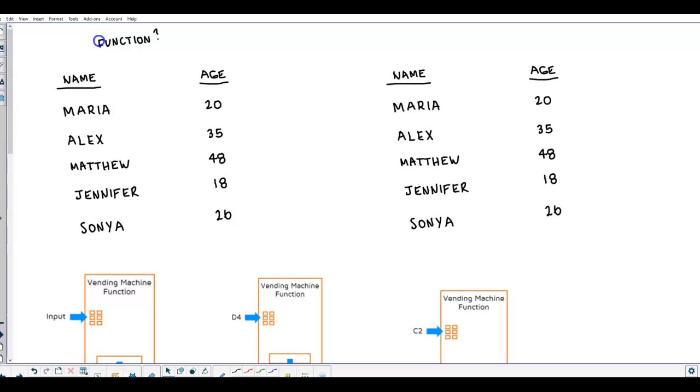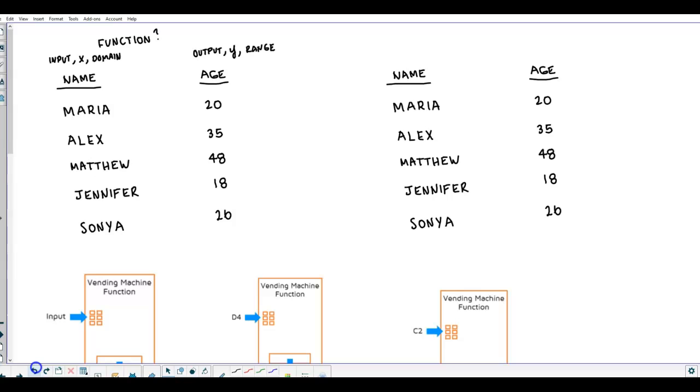Okay, well, let's take a look at the names here. We have Maria, Alex, Matthew, Jennifer, and Sonia. And then we have a column that represents age, which is 20, 35, 48, 18, and 26. So we can call the first column either the input, or the value of x, or the domain. Whereas the second column is the output, which we can also call y, or the range.